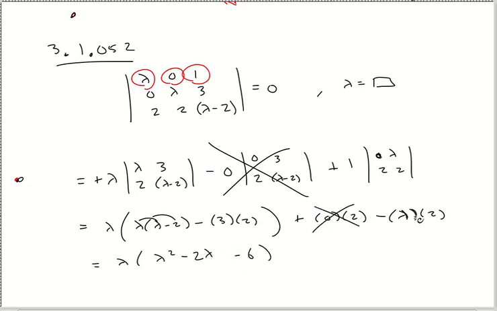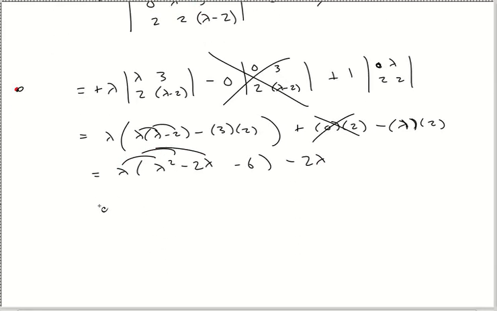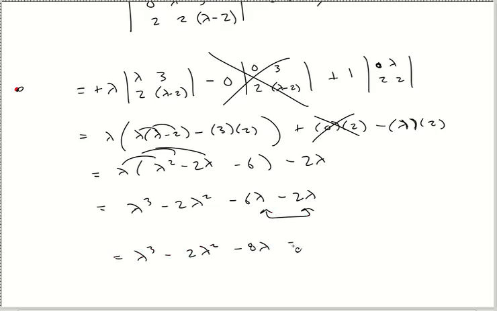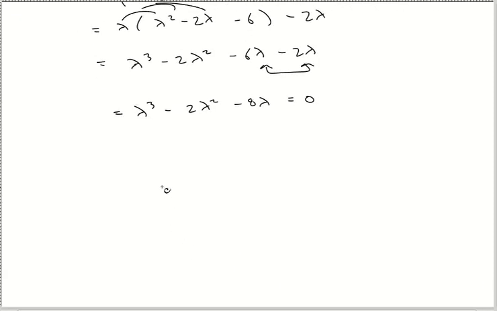Over here we can get rid of that. And then we got minus 2 lambda. Distribute this lambda. So we got lambda cubed minus 2 times lambda squared minus 6 times lambda minus 2 lambda. Combine like terms here. Lambda cubed, 2 lambda squared, negative 8 lambda. And this is still equal to 0. So now solve for lambda. This should be pretty easy. I'm going to factor a lambda out. Oops, now it's a square.